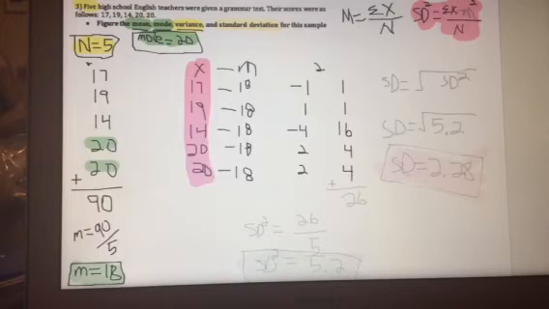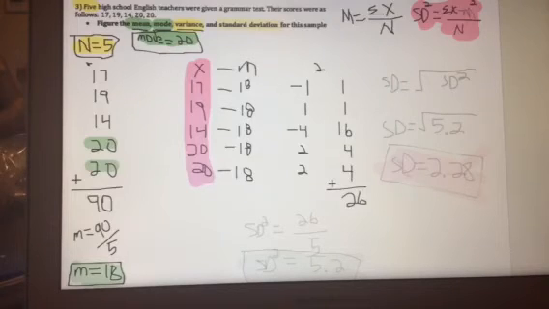Okay? So now, what's it asking? The sum of. We're going to have to add all of these to get the top part of our formula. So what do we get? 1 plus 1 is 2, plus 16 is 18, plus 4 is 22, plus 4 is 26.